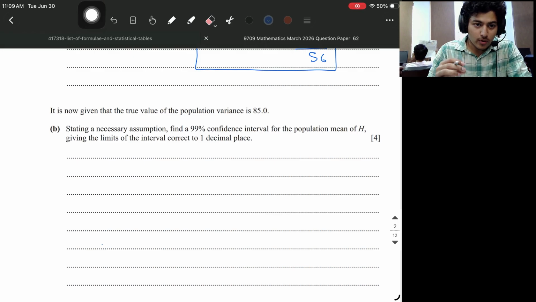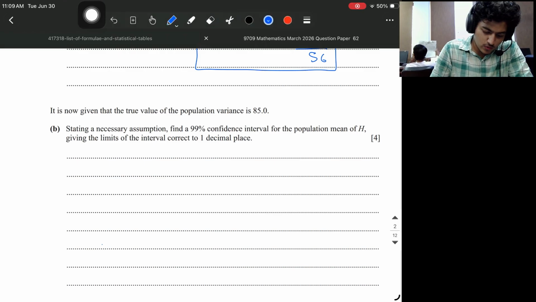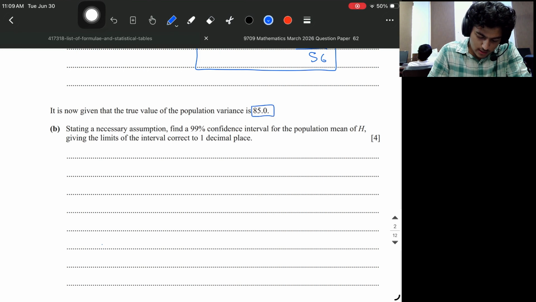Now, the important thing to remember here is that there is a formula that is not mentioned regarding this in the MF19, and that is the formula that you need to remember. All right, so basically, let's break this down. So we have the new population variance as 85.0. All right, that is clear. Stating a necessary assumption, find a 99% confidence interval.